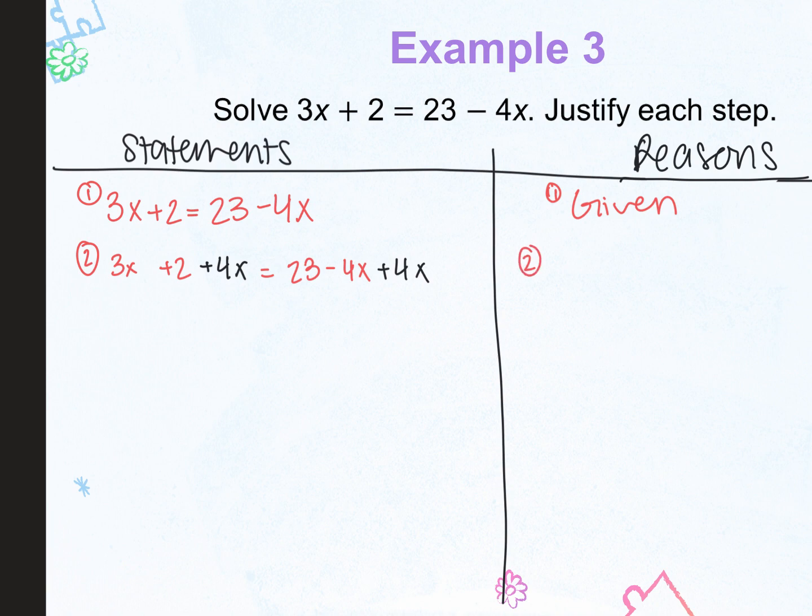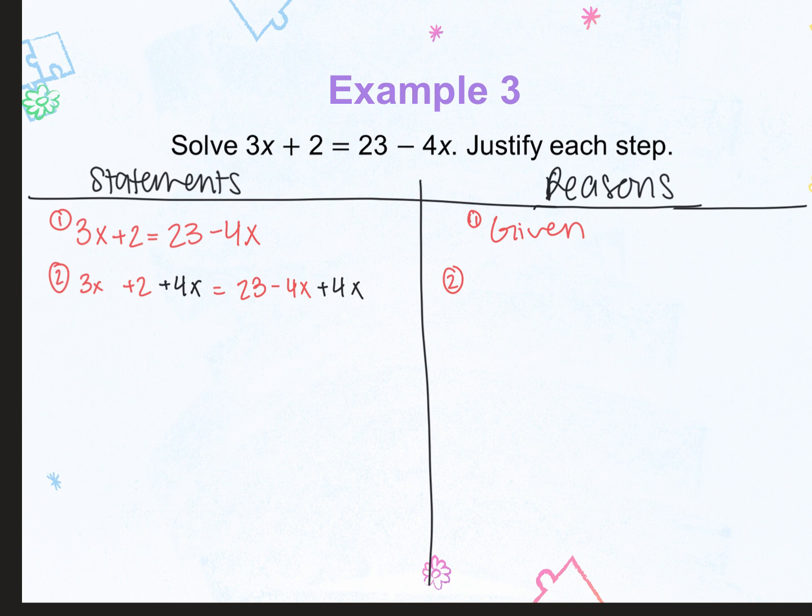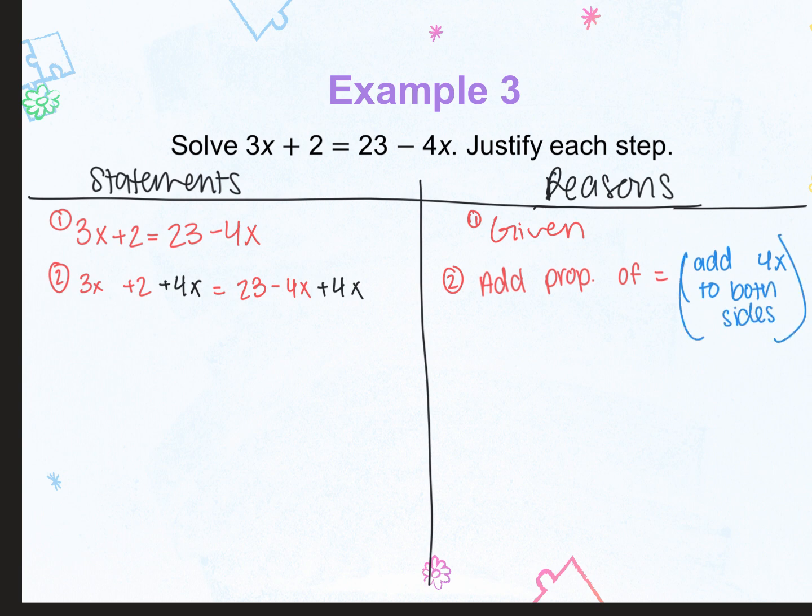And what's my reasoning? What did I just do? Addition property of equality. Good. This is going to be addition property of equality, and I'm just going to write in blue why it's addition property, because I'm adding 4x to both sides. Do we have to add the reason in blue? You don't have to add the blue part, but you have to add the reasons. I'm only adding the blue part because you have to know what you're doing. Okay?